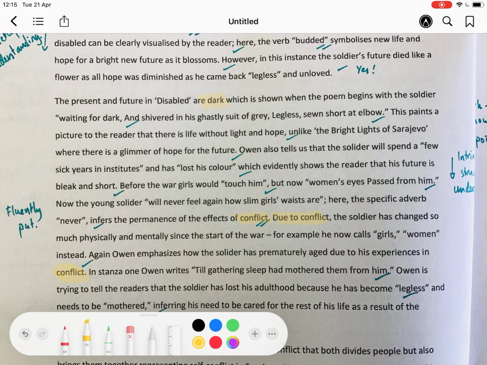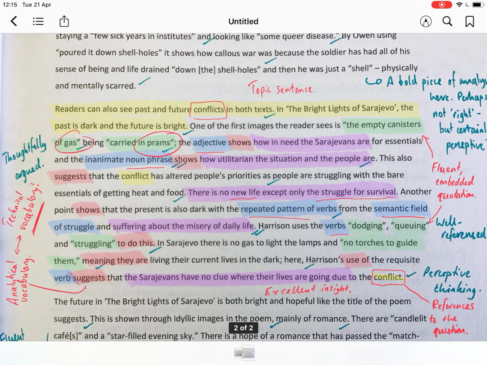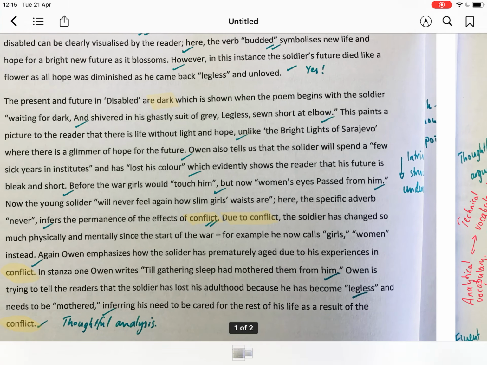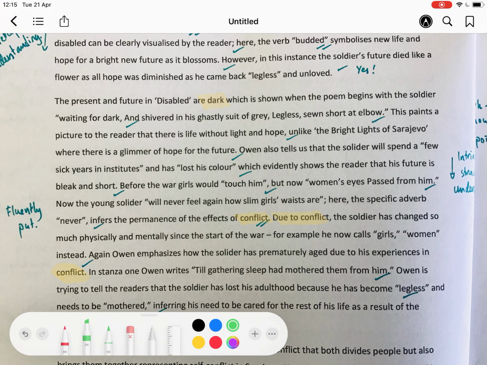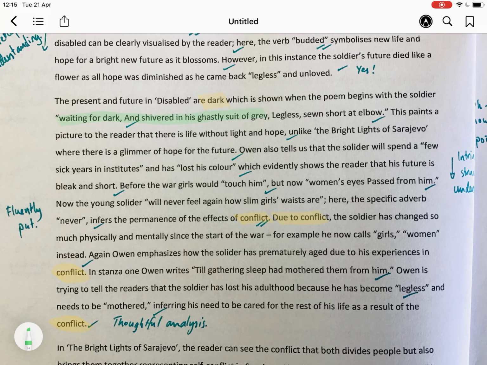Excellent work. So what else do we pick out? We picked out in green there, their frequent embedded quotations. Let's see if we can do the same on this one. We've got quite a long quotation here. I'm not sure it works that well, but the student does nicely analyse it afterwards. It paints a picture to the reader about what's going on. We get a few sick years in institutes. We've got lost his colour. We've got touch him. Women's eyes passed from him. He will never feel how slim girls' waists are.